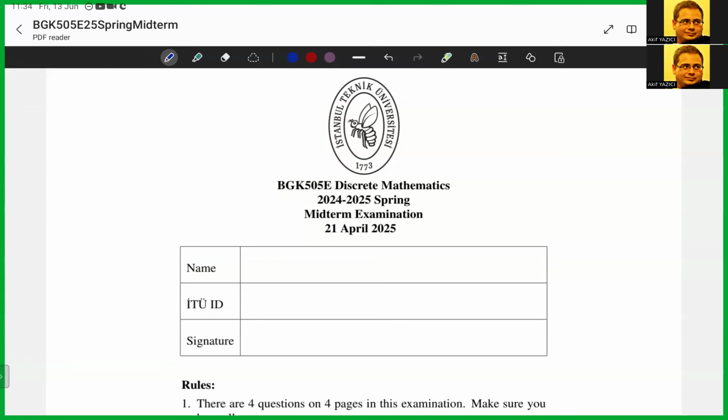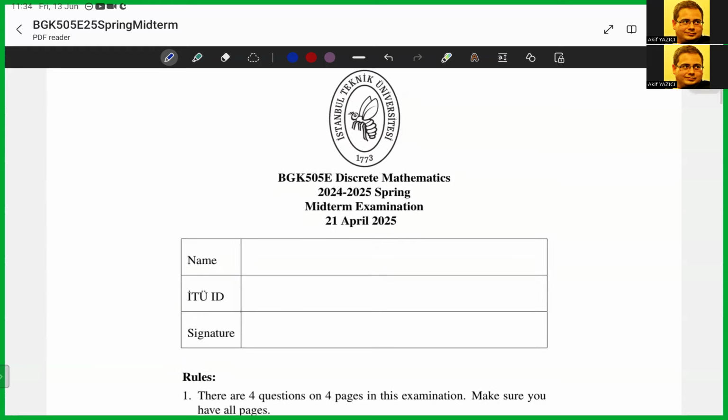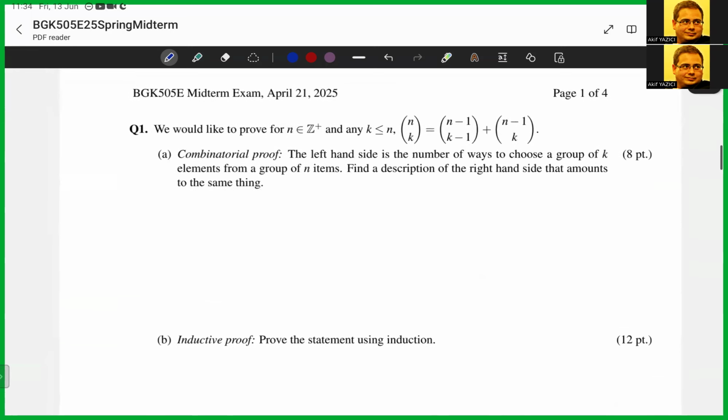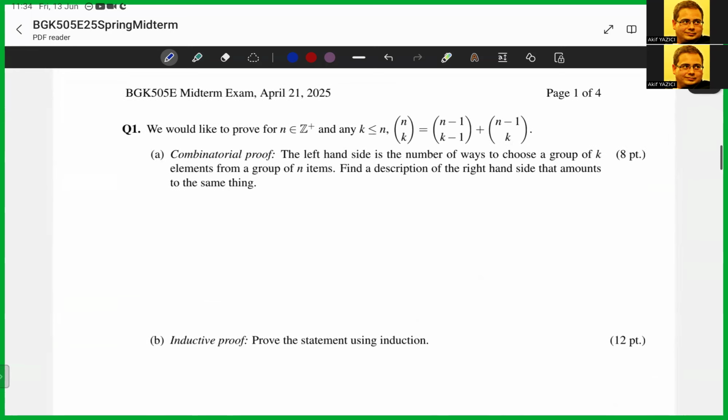Hi everyone. This is my discrete mathematics midterm for this semester. I would like to give the solutions to this exam, starting with the first question, which is related to proofs, actually.